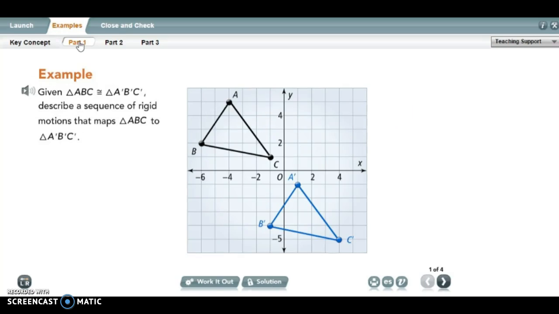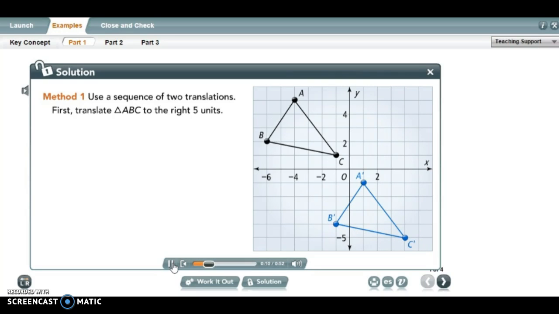So today we're going to be putting all of our lessons together. We're going to be rotating, reflecting, and translating. So let's take a look at our first one. We want to know what the difference is from ABC to A prime, B prime, C prime. So this particular one is just a translation. We have moved to the right 5 units and down 5 units.